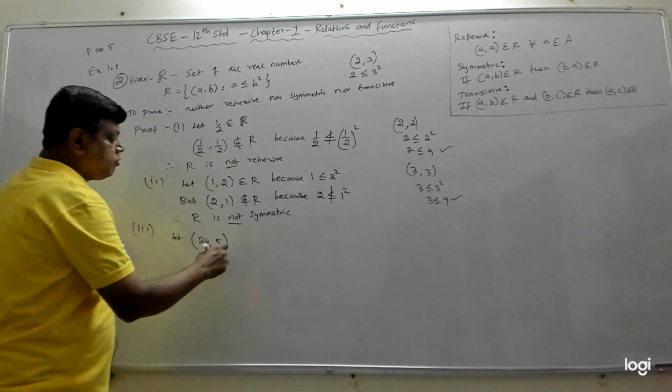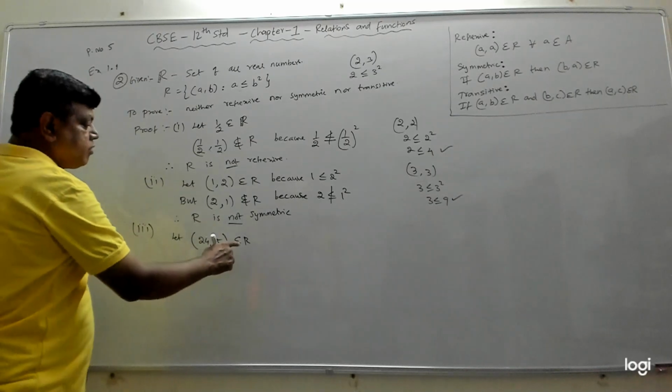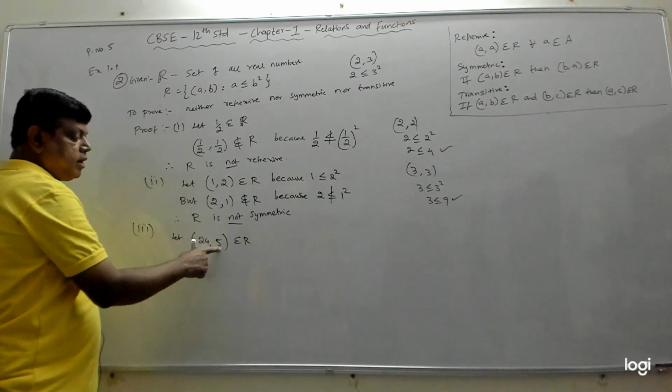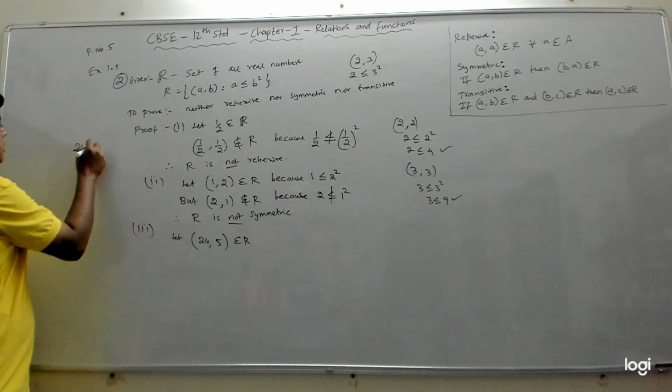So (24, 5) belongs to R. Why does (24, 5) belong to R? Because 24 is less than or equal to 5 squared.